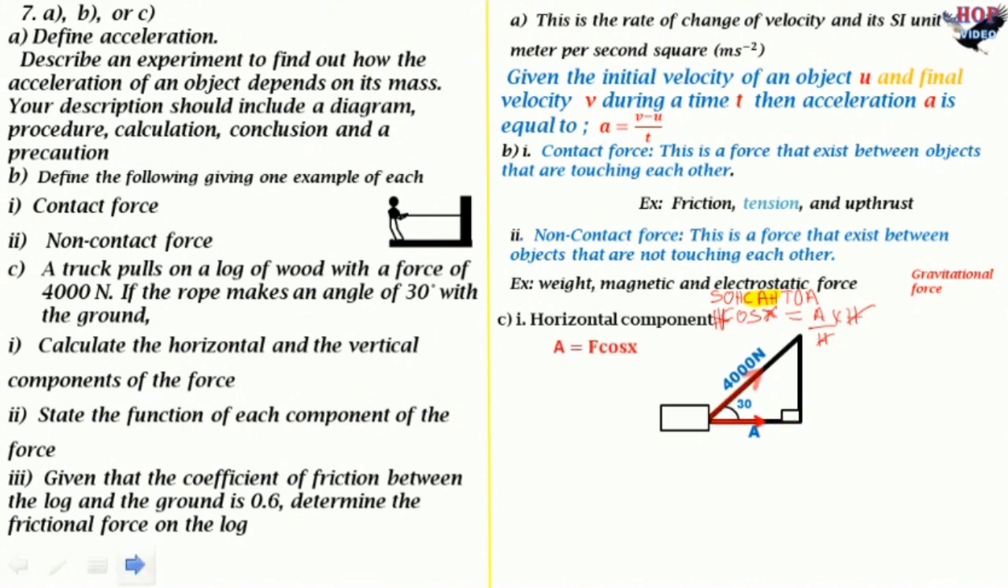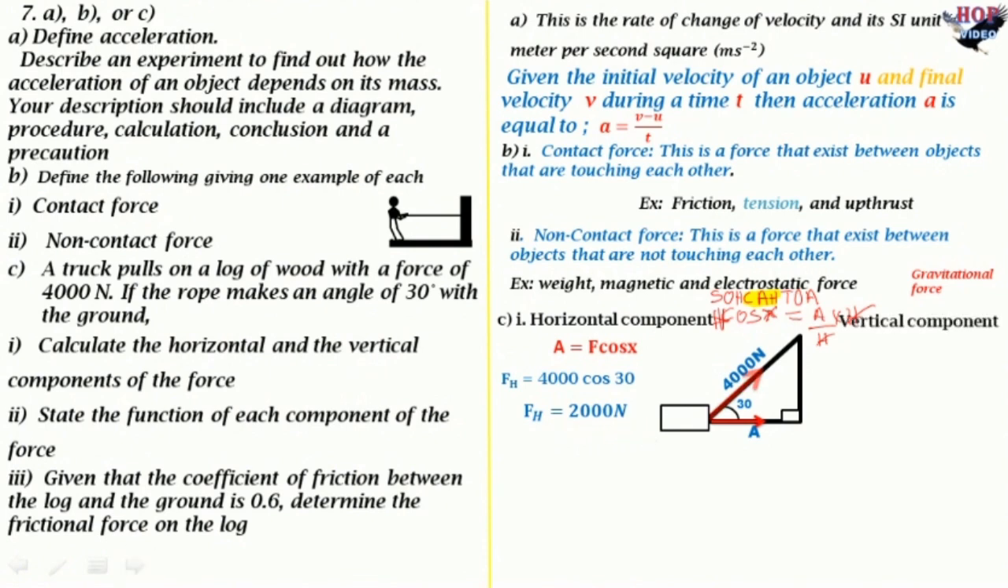So if we solve this, we're going to have A, which is the adjacent, equals F cos x, where F is a force applied at an angle of 30 degrees, 4,000 Newton. So substituting this in the equation, we are going to have the horizontal component is equal to 4,000 cos 30, and cos 30 is half, so we have 2,000 Newton as the horizontal component.